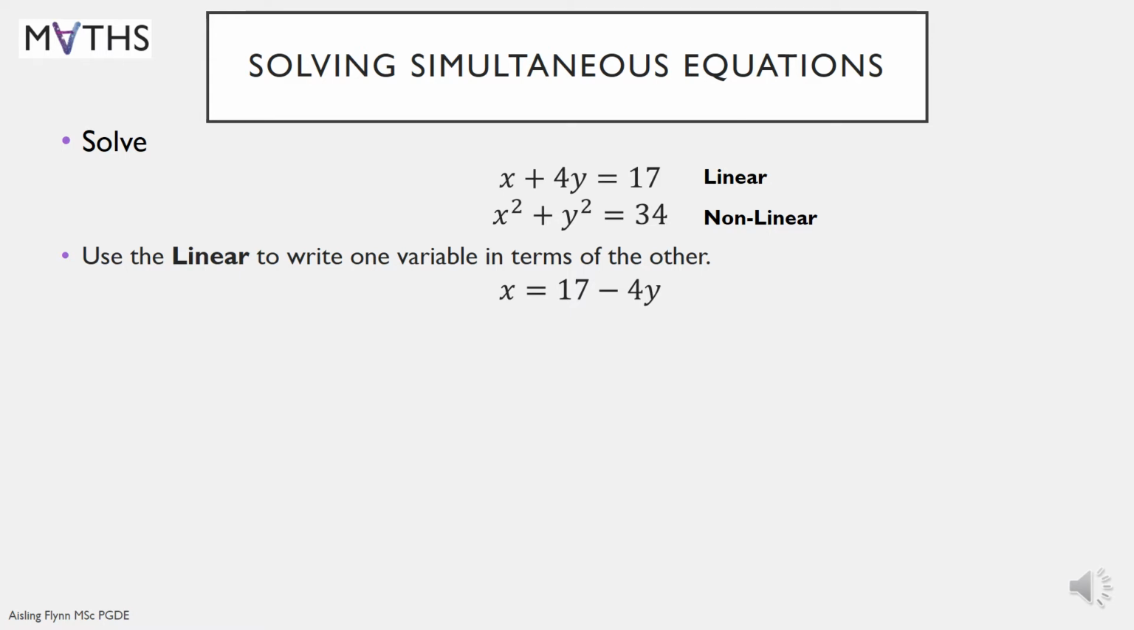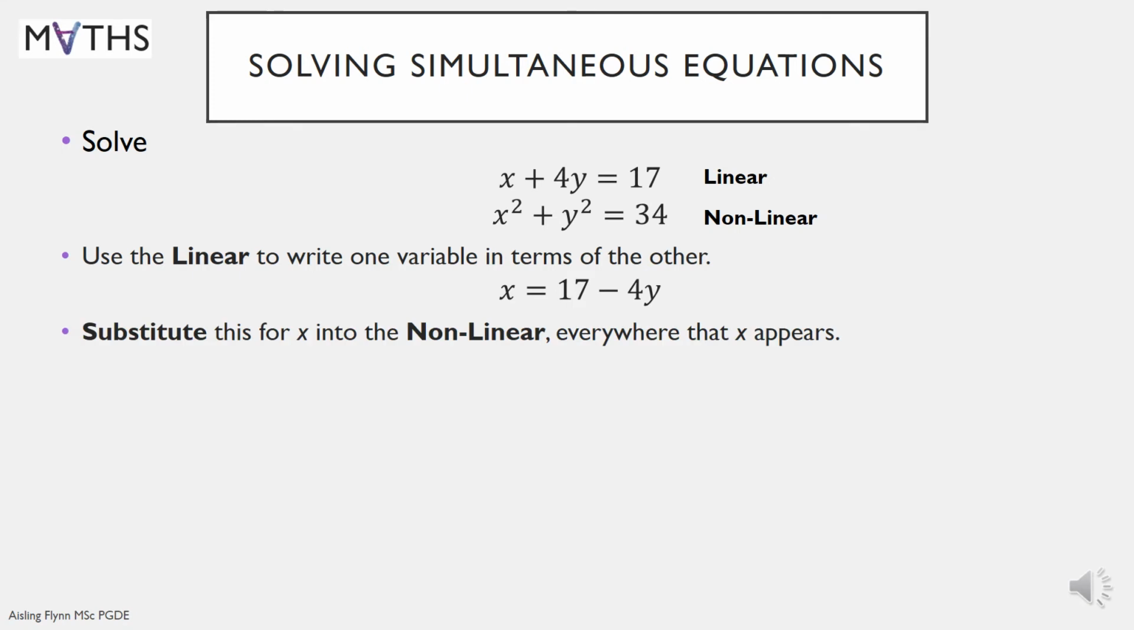In this case, because I have one x, I chose to take 4y from both sides, and so we get x equals 17 minus 4y. So it's telling me x is the same as 17 minus 4y, or x can be represented by 17 minus 4y. Then we move to the nonlinear, and we will substitute this for x into the nonlinear everywhere that x appears.